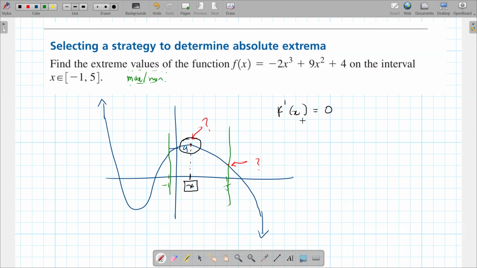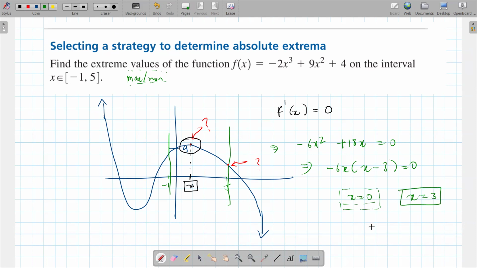So f prime of x will be -6x squared plus 18x equals 0. Can we pull anything out? An x. I'm going to pull out a -6x. Always pull out the maximum things you can. So at x equals 0, there's a turning point. And at x equals 3, there is a turning point. Okay?